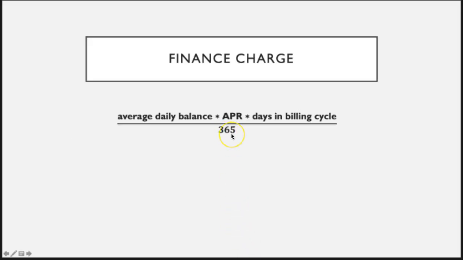And then divide by 365, which denotes the number of days in a year. That will give you your finance charge, or the amount that you owe the credit card company in addition to any of the charges or payments that you made throughout the billing cycle. So there's the calculations there.